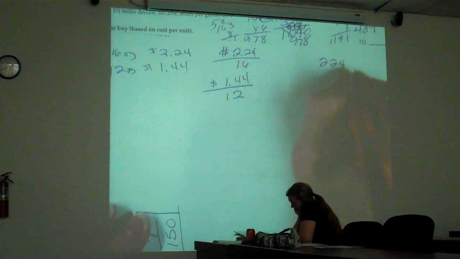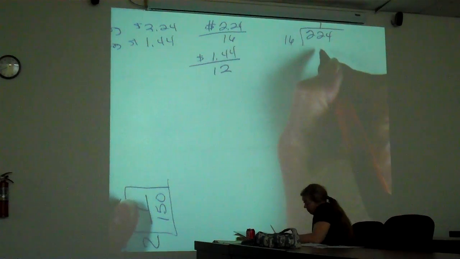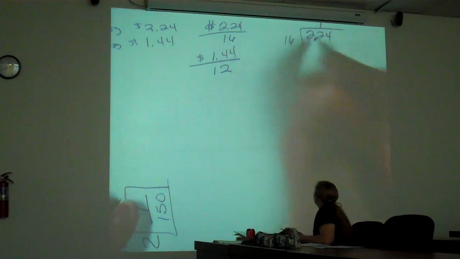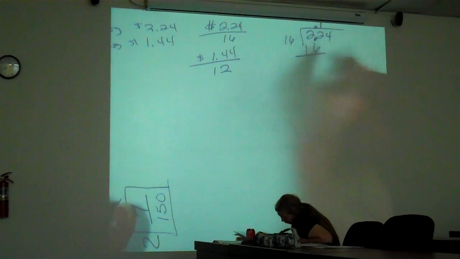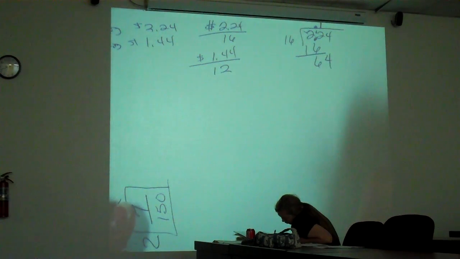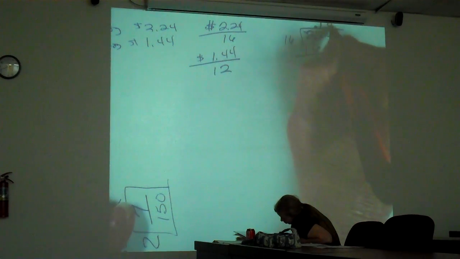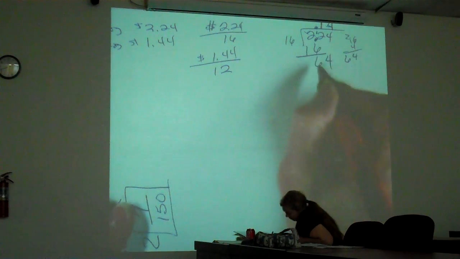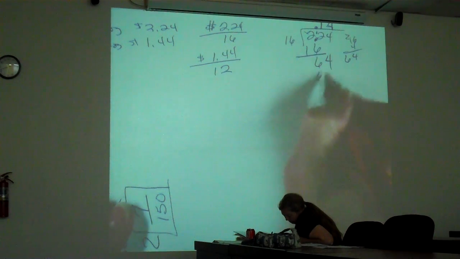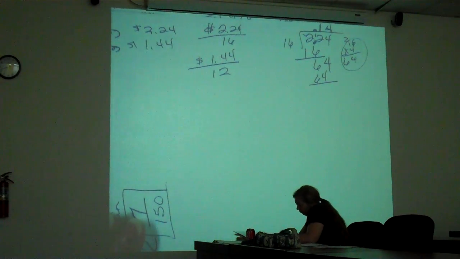224 divided by 16. One time here. There's a decimal here, right? Decimal should come up to the answer. 1 times 16 is 16. When you borrow, it's 6. Bring the 4 down. 16 times 1 is 64. It's exactly 4 right here. Right? 16 times 4 is 64. So that one's 14 cents.